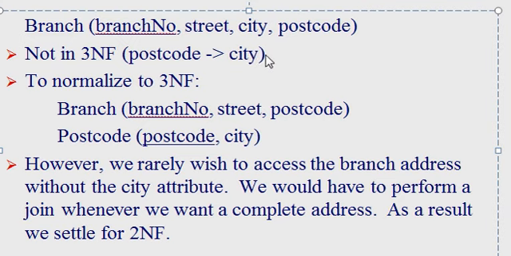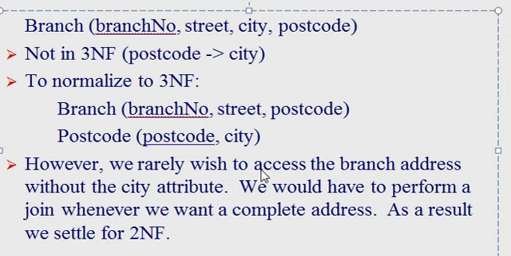So according to 3NF, and the reason it's 3NF is branch number functionally determines postcode, and postcode functionally determines city. So it's a 3NF violation, so we need to move over city and copy over postcode, and our tables would look like this with branch number, street, and postcode, and in the next table we had moved over city and we had copied over postcode. So according to 3NF, we should look like this.